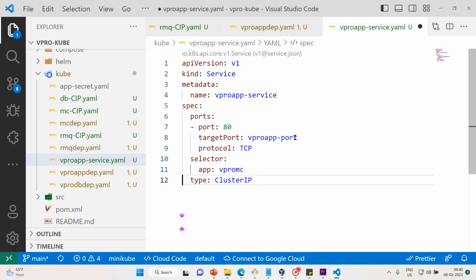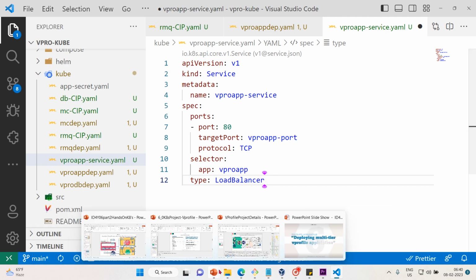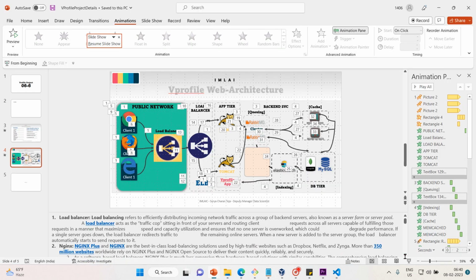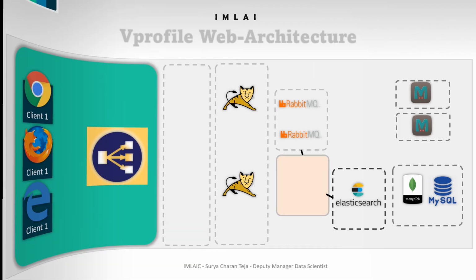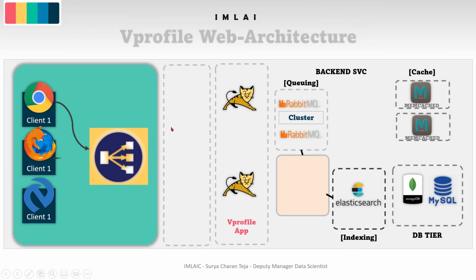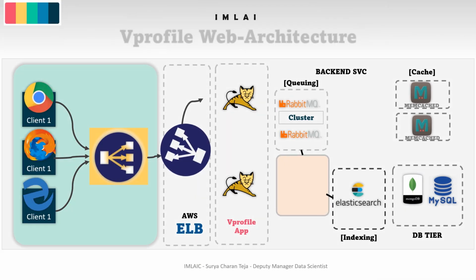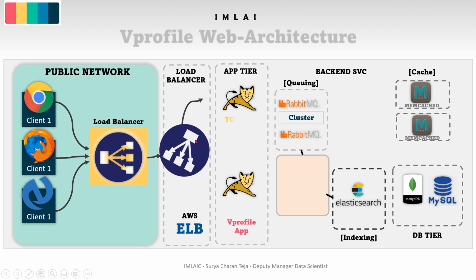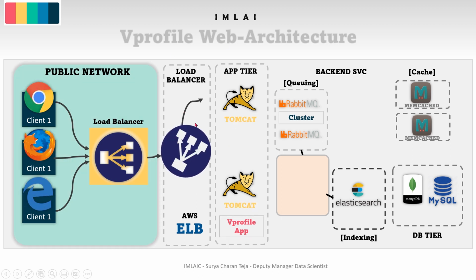Selector is Wipro app. Then type is load balancer. This is very important. From the load balancer we are going to access, because this is our front end. I'll show you that slide one more time. Here it is. Let me make it bigger. This is the service I'm talking about, the load balancer service. From here only we are able to access.